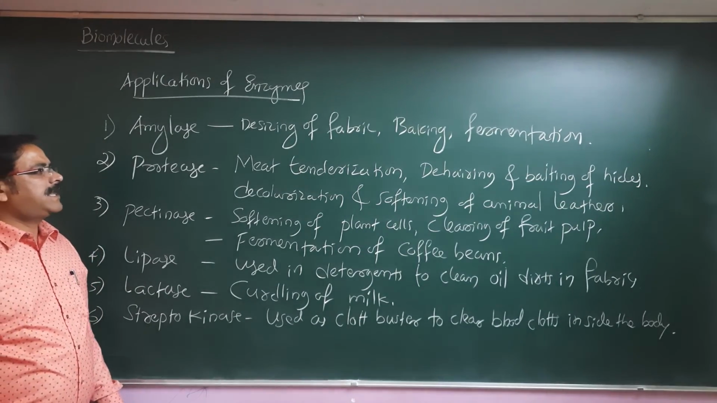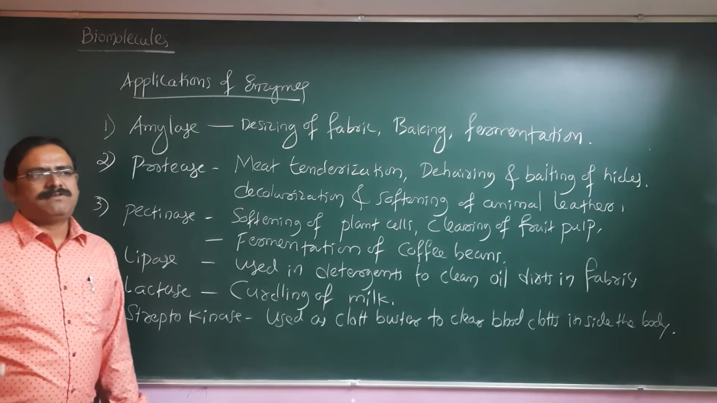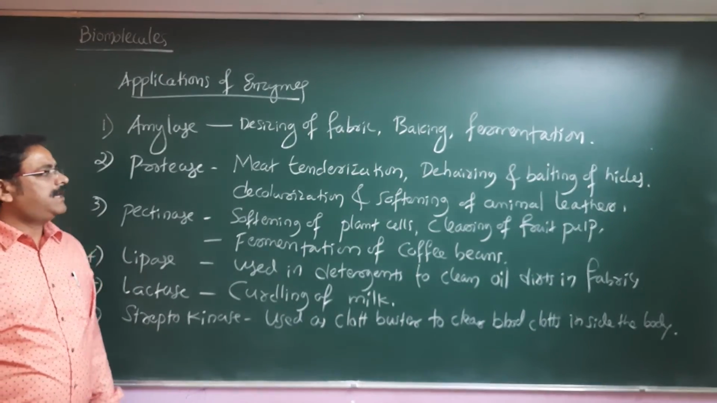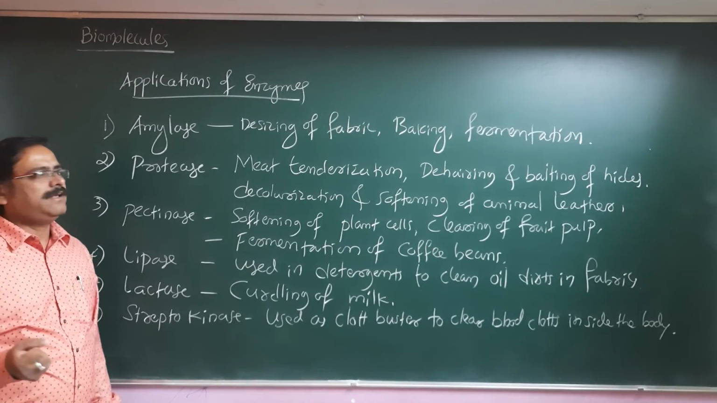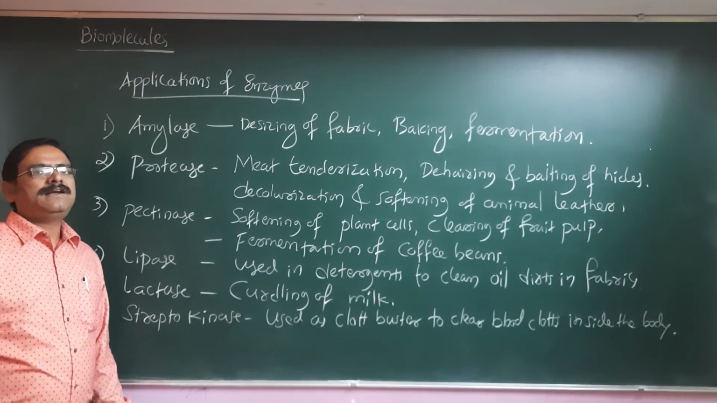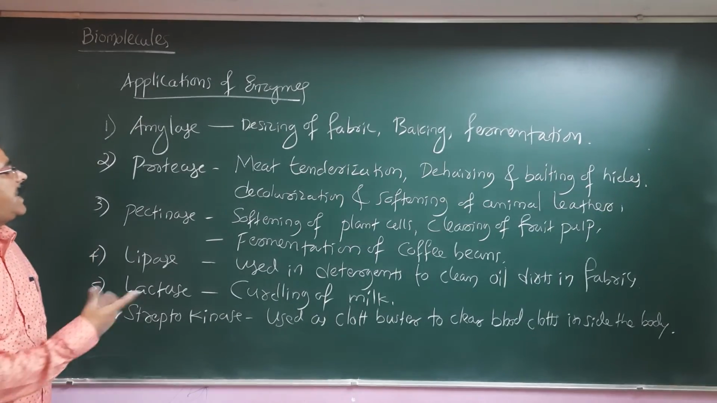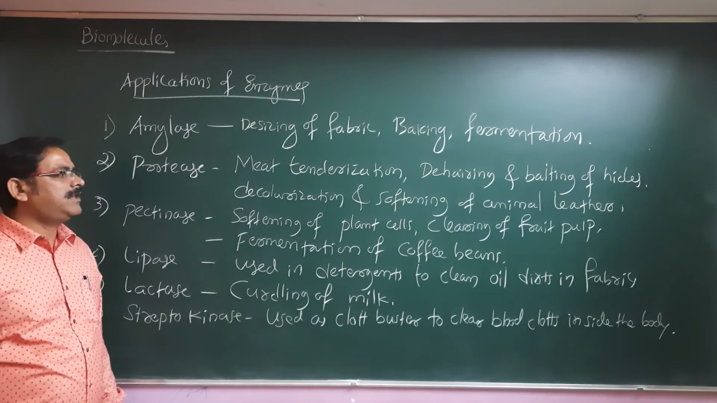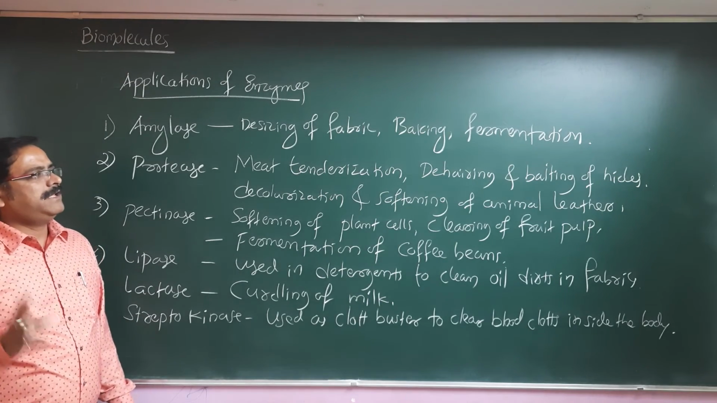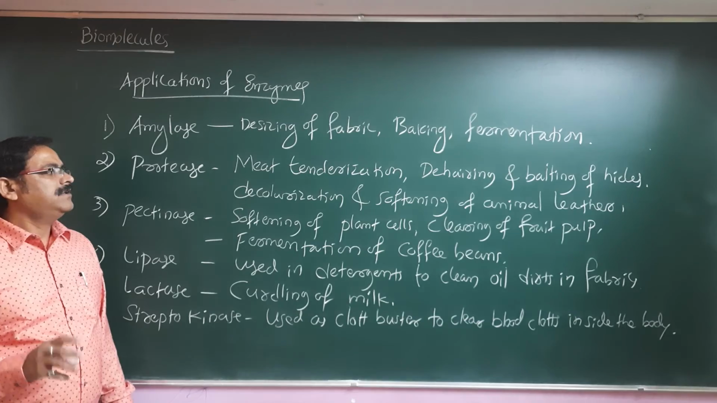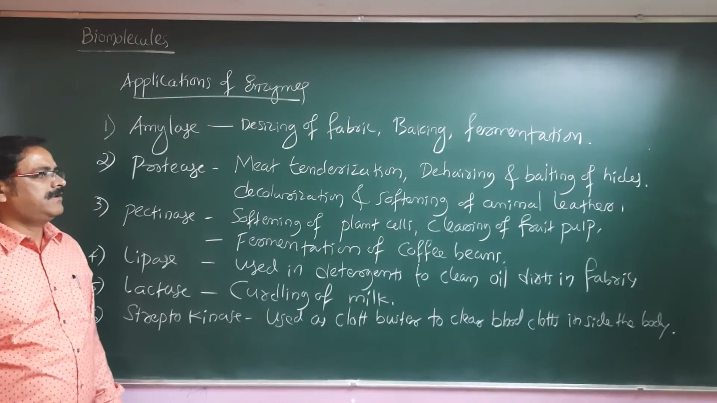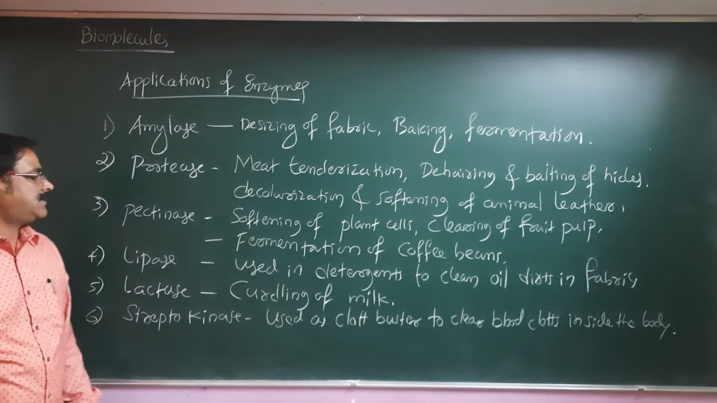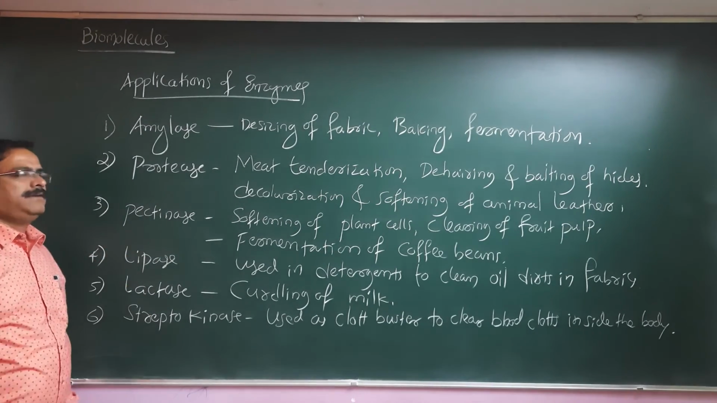So meat tenderization, deherring: once the animal is butchered, the leather is taken, and that leather is full of hairs and hair follicles. So they soak that leather in water, and also add the enzyme protease. So the hair follicles can easily be removed, and the baiting of the leather or the hides, softening and decoloration of the hides or animal leather, becomes very easy when they use protease on an industrial scale.